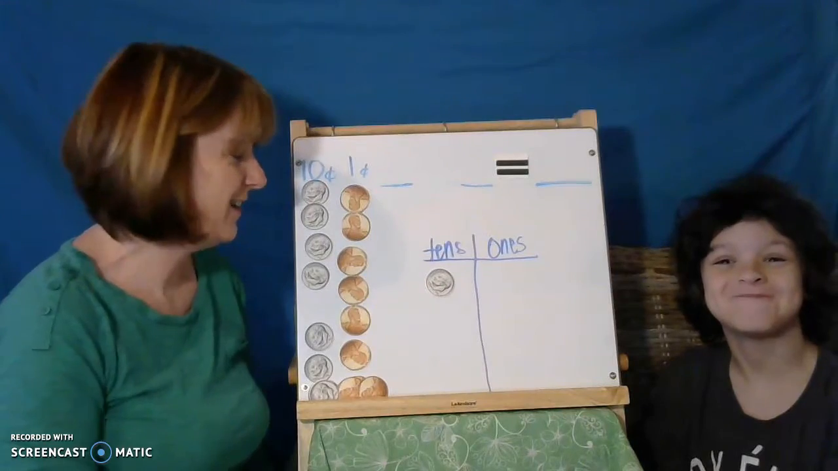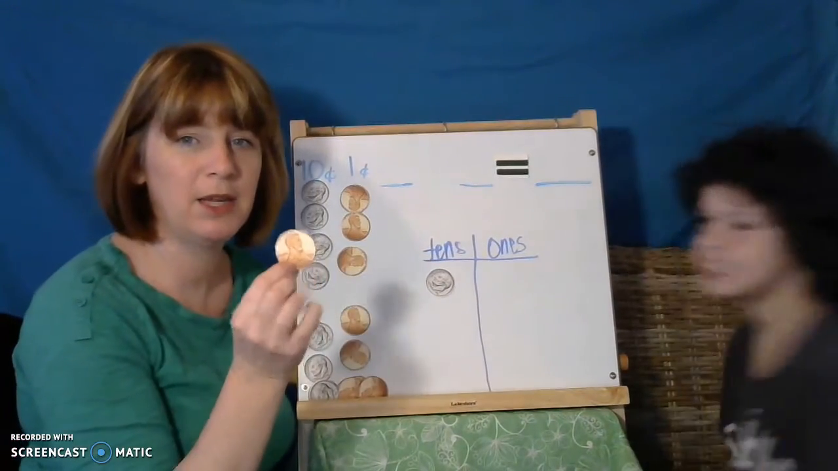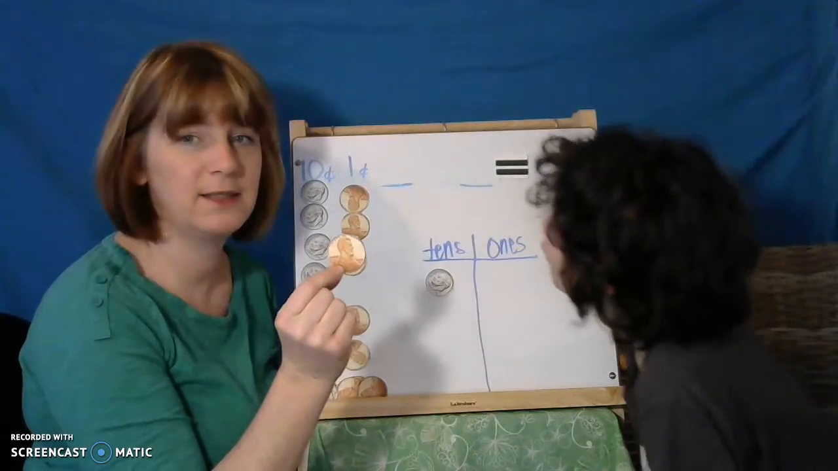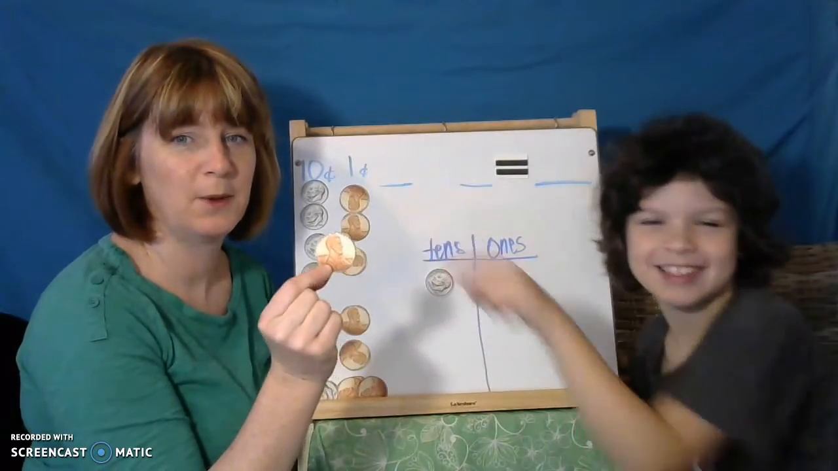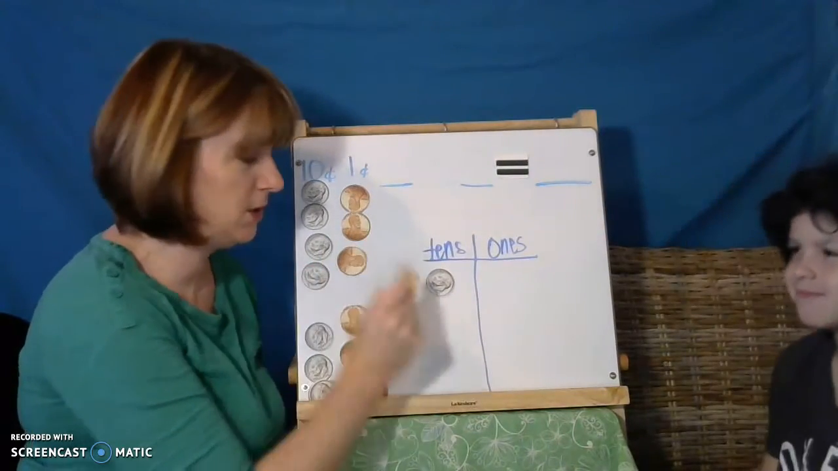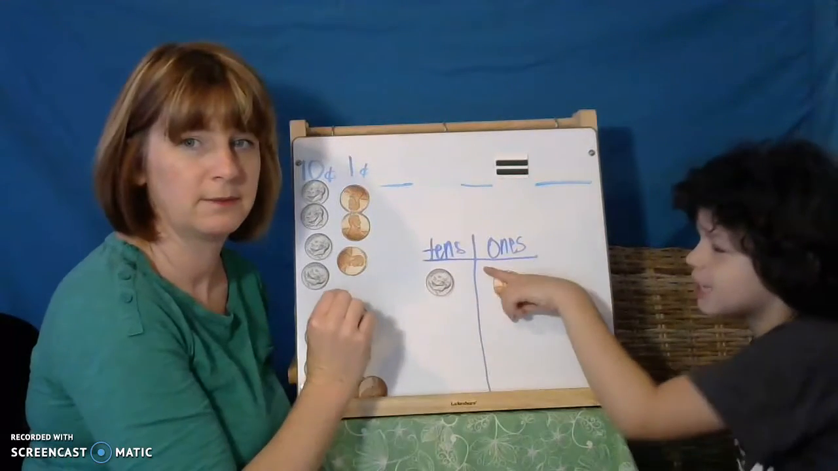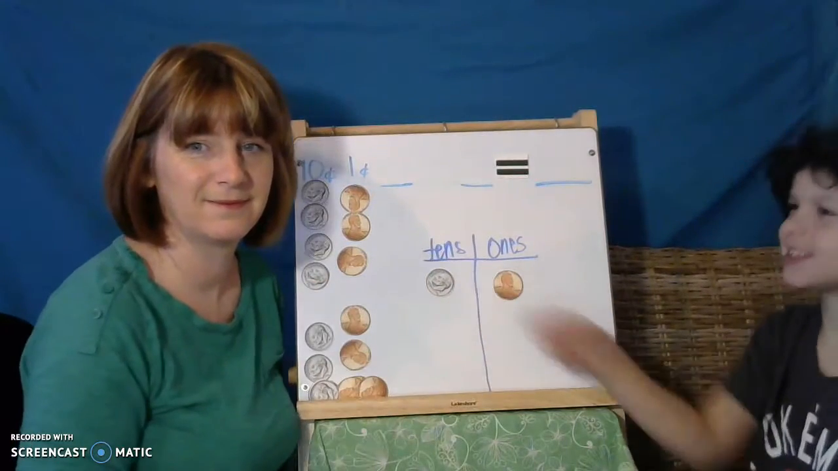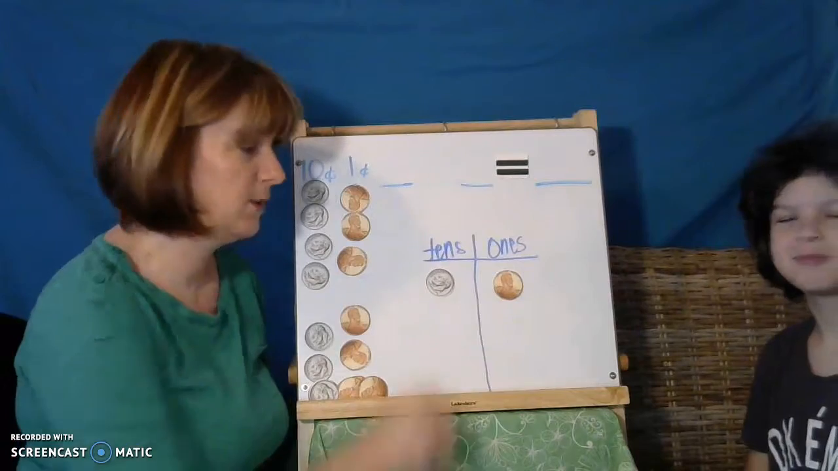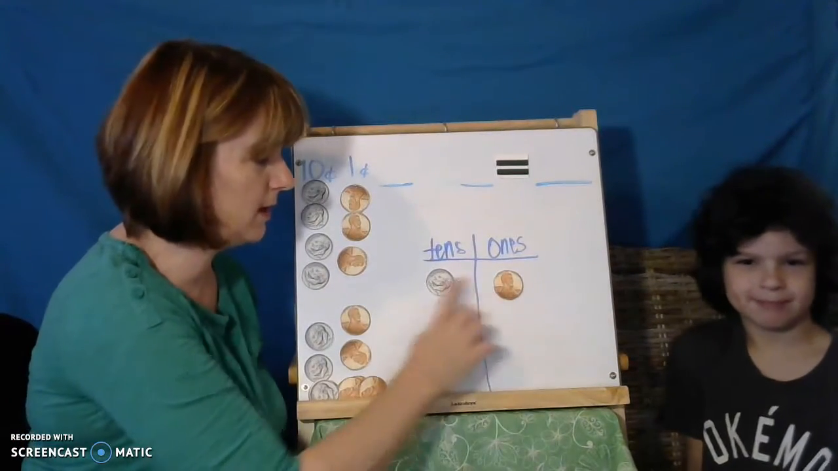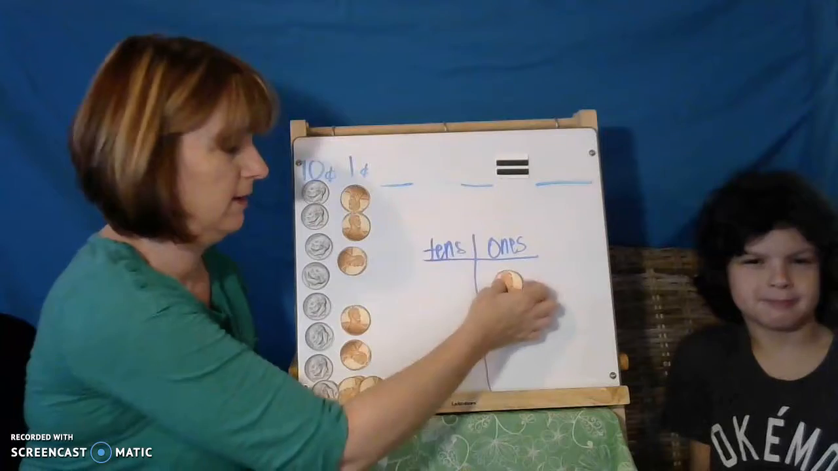Okay, next we're going to use a penny. And a penny is worth how much? How many cents is a penny worth? 1 cent. So do you think the penny should go in the tens place or the ones place? Ones place because there's already something in the tens place. And it's worth 1 cent. So these are our ones and these are our tens, okay?